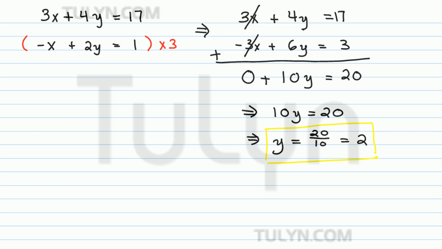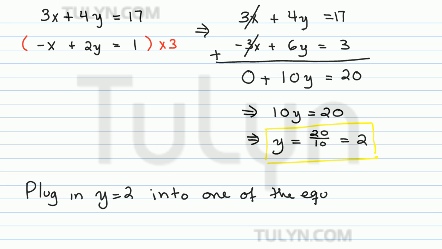So now we've solved for the y, but again remember that these equations are in two variables, so we need to solve for x. And the way we do that is to plug in y equals 2 into one of the equations. You can plug it into both, but you're going to get the same answer for x. So I'm going to plug in, let's say the second equation.